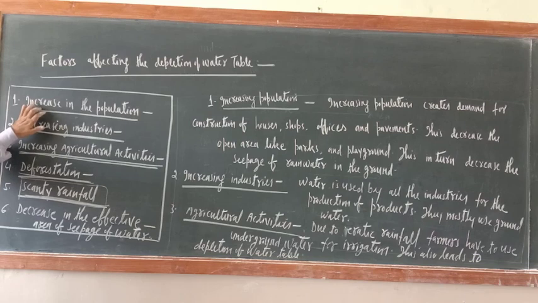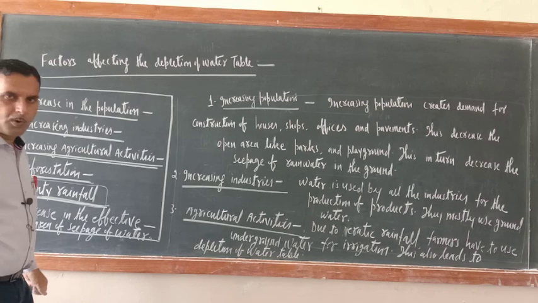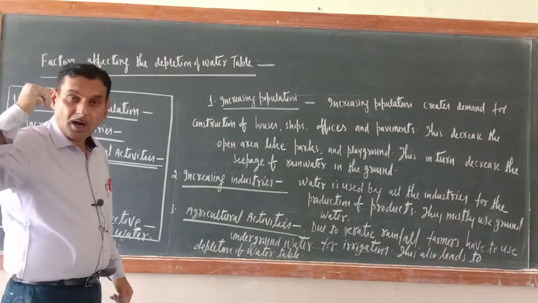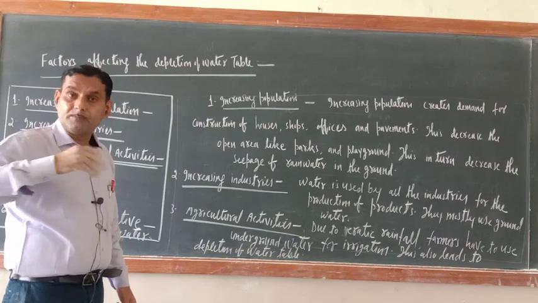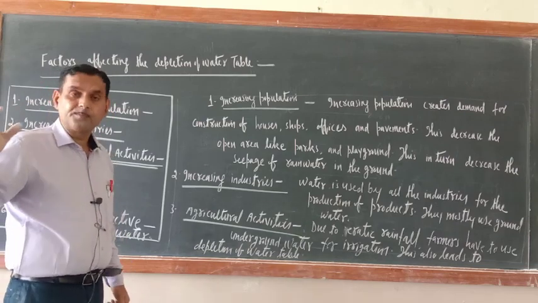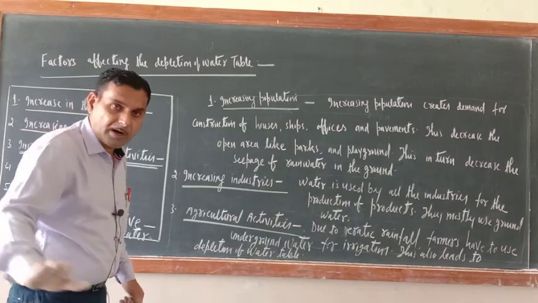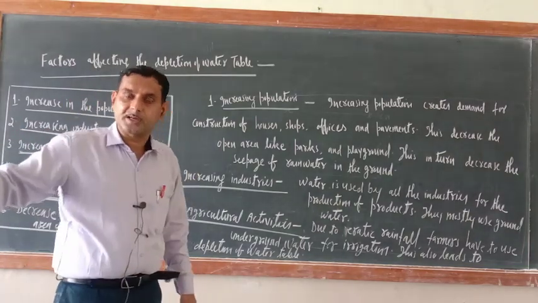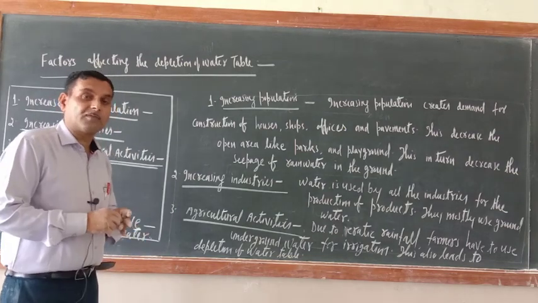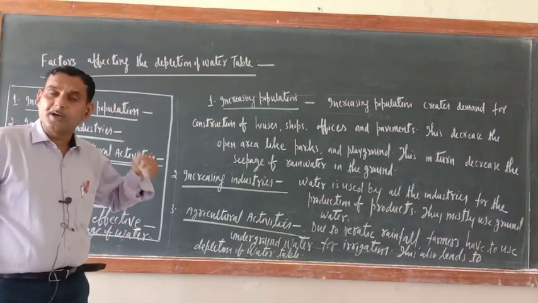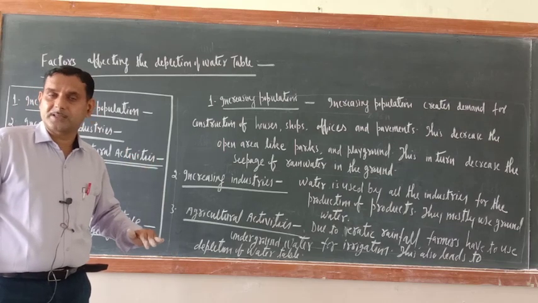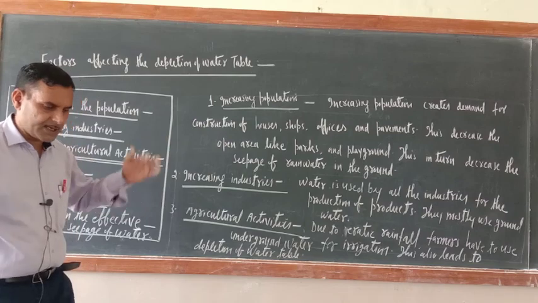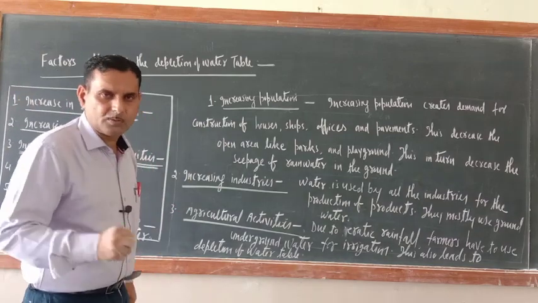This is also related with increase in the population. How? If population is more, then they require houses, roads, offices, buildings, pavements, gardens. So everywhere there would be pakka floor. In pakka floor, water does not seep down to earth. If it is kacha floor, it does.